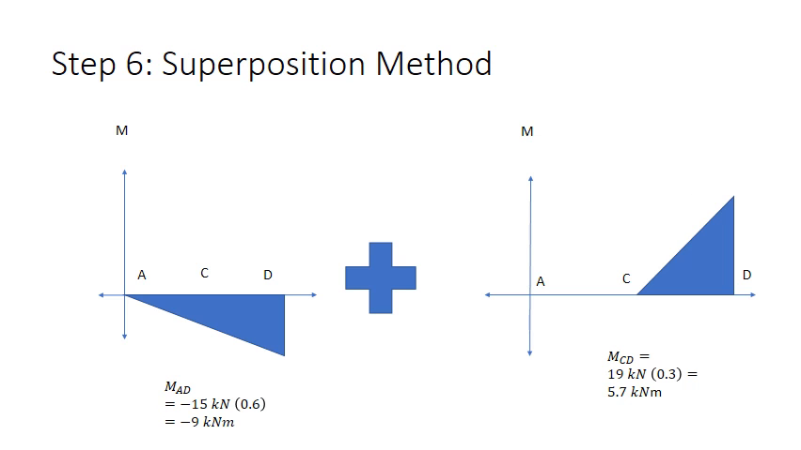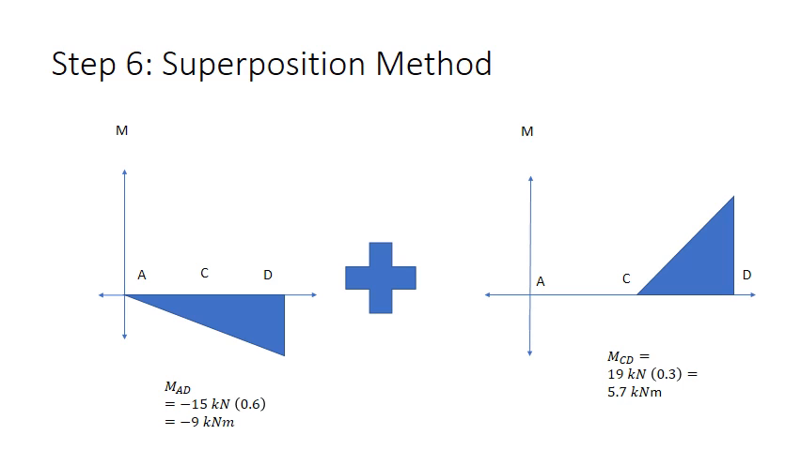And then this one is for the moment, or the BMD. So for the moment diagram, it is like this. To determine the moment, we just need to multiply the SFD force, which is minus 15 kilonewton, times the distance. So from A to D, times 0.6, which equals minus 9 kilonewton meter.